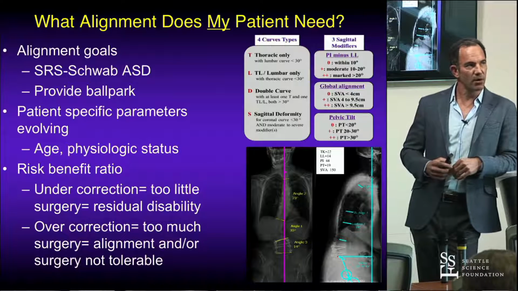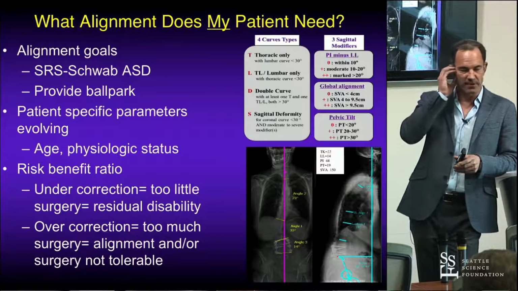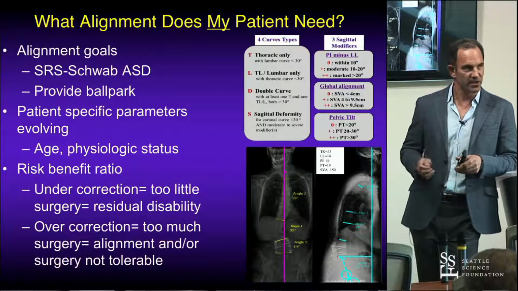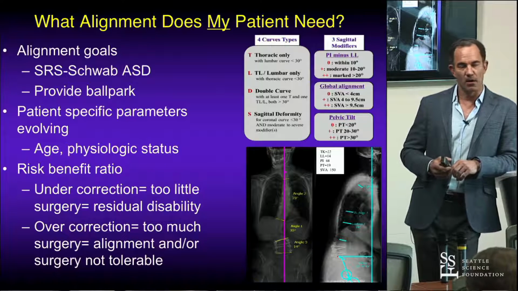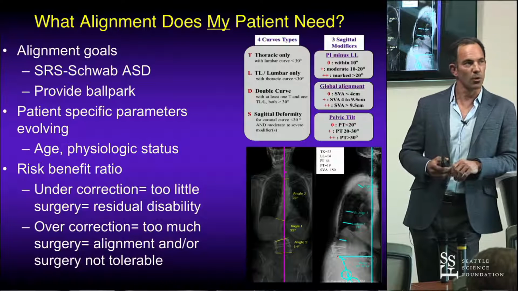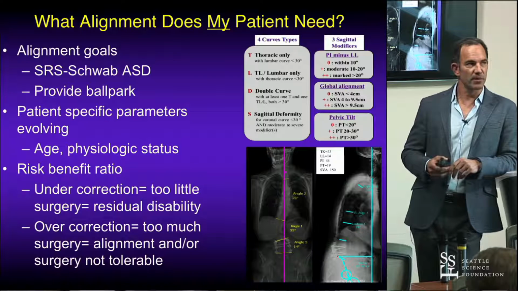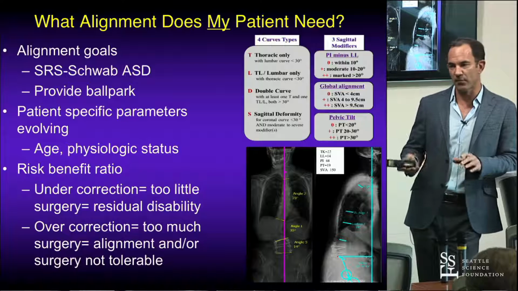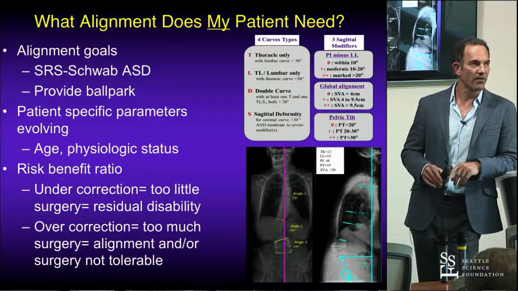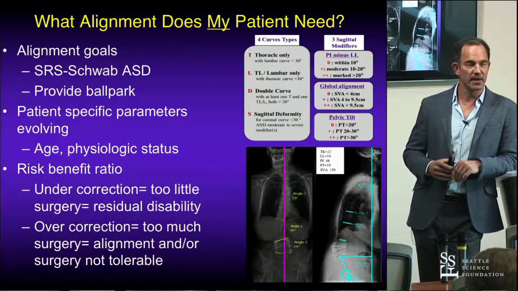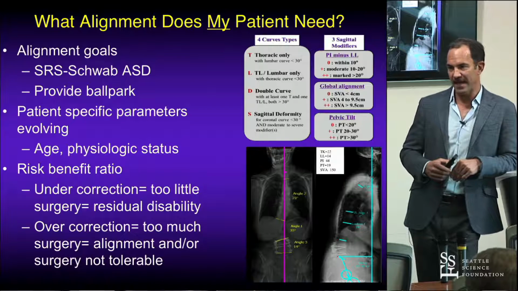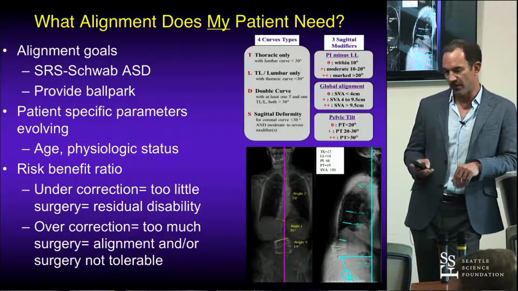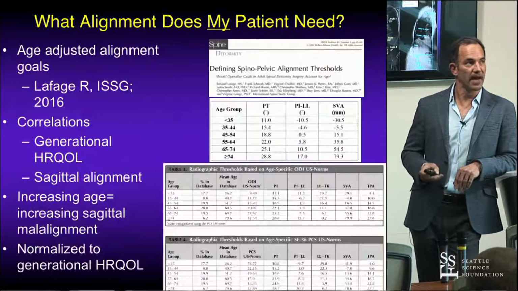Now what's evolving are patient-specific parameters, initially from an age standpoint, but also from a physiological standpoint. As we've seen, undercorrection or too little surgery is probably going to result in a safe surgery but residual disability, so they still go through some risk with not a lot of benefit. But overcorrection, too much surgery, is either a surgery the patient can't tolerate or an alignment they can't tolerate, and they are likely at risk for failure in that setting.